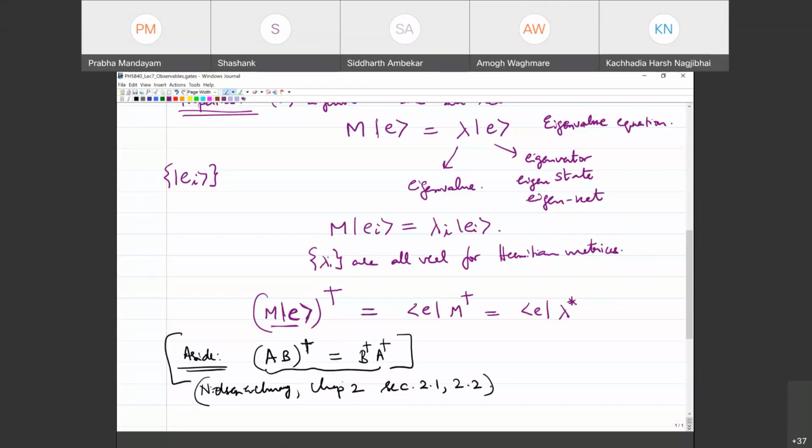So someone was helping me prove this. What was your idea? Who was it? Siddharth? Yes, ma'am, Siddharth. So what do you do next? So now because we take a dagger, M dagger is still M, right? Because it's Hermitian. Just a second, sorry, just a minute.